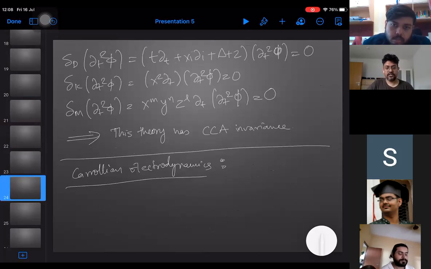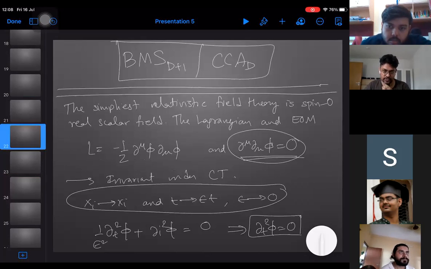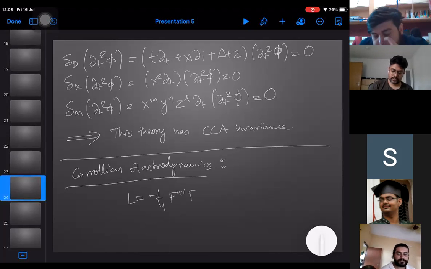So we are basically trying to understand what the field theories are in these singular limits, or in the Carrollian limit. So the first example I have shown you is just the ordinary scalar field theory. Next, we will move on to the last one, which is Carrollian electrodynamics, which is a bit involved. For that, let us start with the Lagrangian, which is again given by this, where F_μν is ∂_μ A_ν.